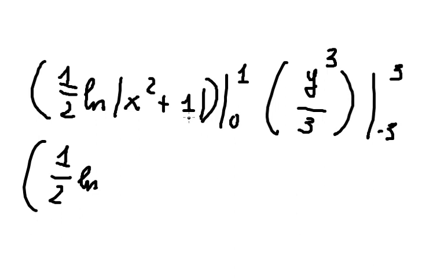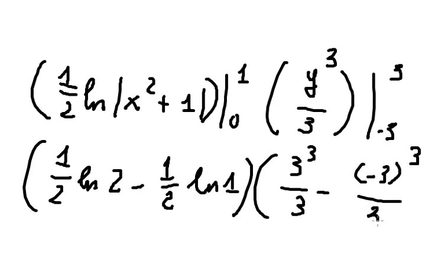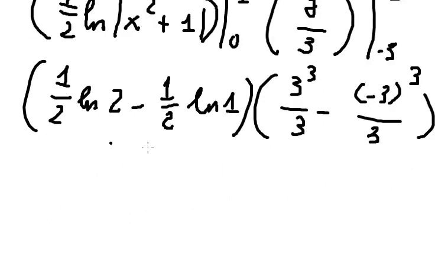So 1 squared plus 1 gives us 2. This one we have ln 1. We put 3 here, minus negative 3 to the power of 3 over 3. So we calculate this one.